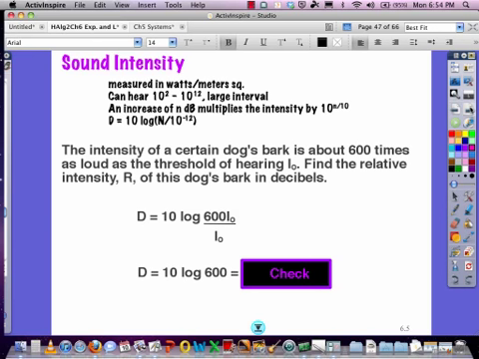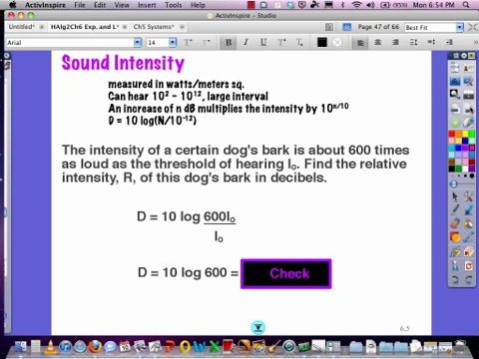So if the intensity of a certain dog's bark is about 600 times as loud as the threshold of hearing, called I sub 0, find the relative intensity R of this dog's bark in decibels. So we take that formula, decibels equals 10 times the log of I over I sub 0, the threshold of hearing. And that's what that 10 to the negative 12th represents. So we are 600 times that for this dog.